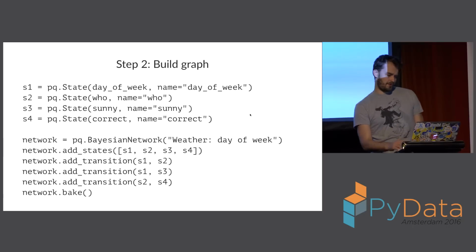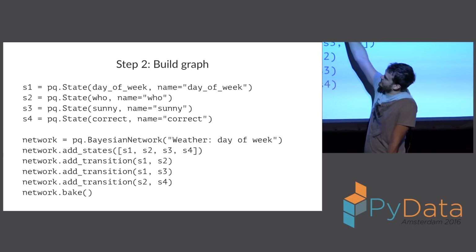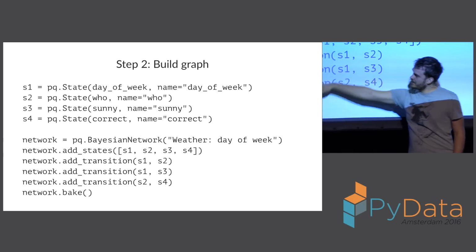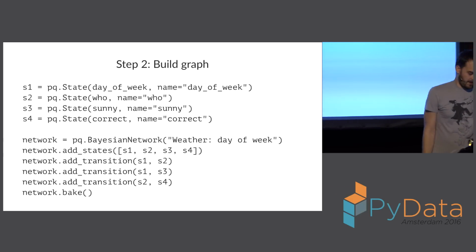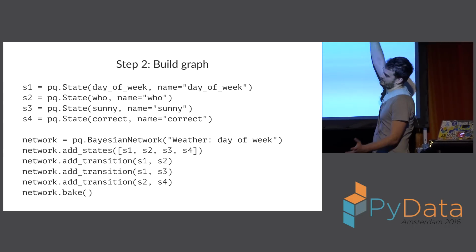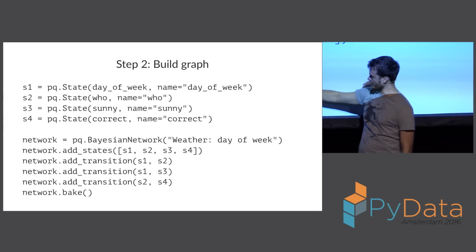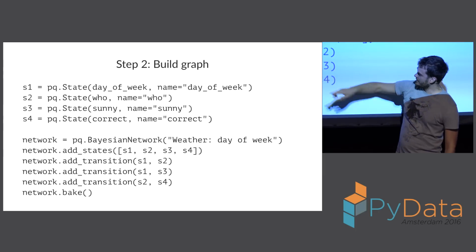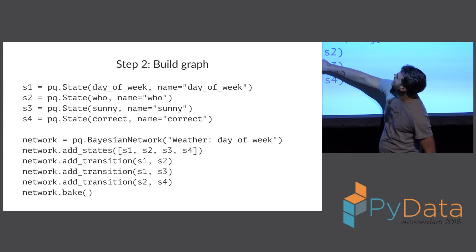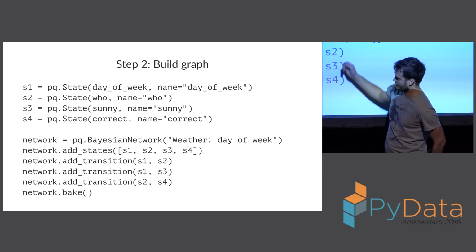Once you've done that, you can create a graph where you say, hey, I've defined all these variables. So I can say I have a state for day of the week, I have a state for who, and a state for sunny. And then you make this graph appear. So we have a network. We say, hey, weather, day of the week, that's the thing we want to predict. These are the states I've defined earlier. I make a list, put all the states in there, and then I put all these transitions in. And you'll notice at the top of the chain, we have the day of the week, which is linked to S2, which is the who. Day of the week says something about who.